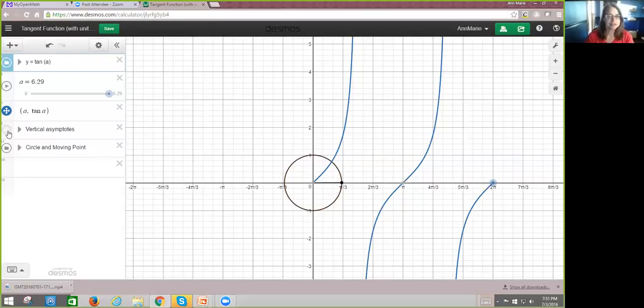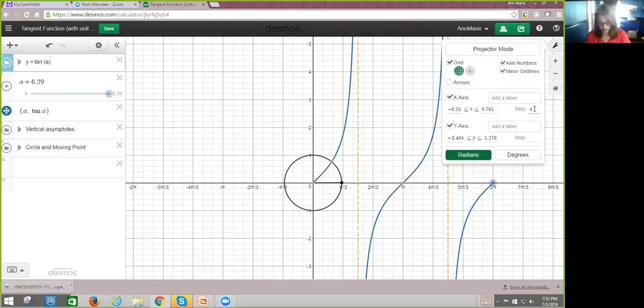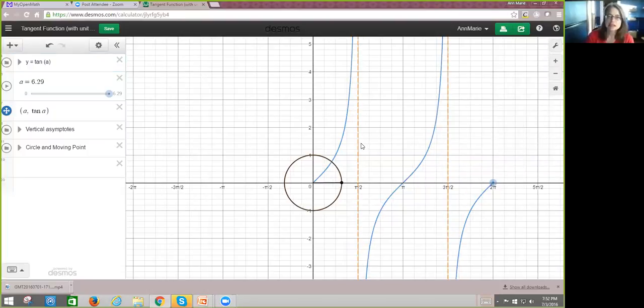And sure enough, that is the case, because cosine equals 0 at points that we already know. We want to make that pi over 2, because cosine is equal to 0 at pi over 2, 3 pi over 2, 5 pi over 2, 7 pi over 2. So the graph of the tangent function has vertical asymptotes everywhere that the cosine of the function is equal to 0.